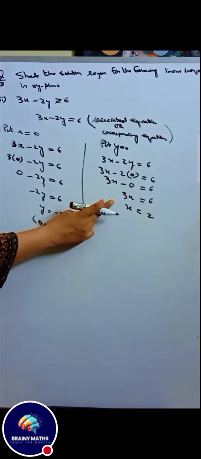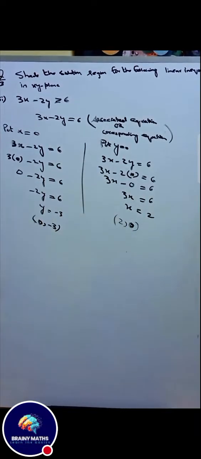2. So in an ordered pair, x with 3 is multiplied, thereafter it will divide. So 6 divided by 3 is answer 2. So x is 2 and y is 0. I get two ordered pairs: 0, minus 3 and 2, 0. Clear? Now next.